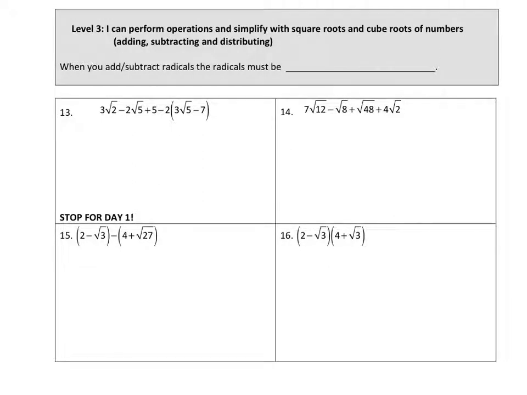In level 3, we will be performing operations with radicals, and the operations will be adding and subtracting and distributing. When you add and subtract radicals, the radicals must be the same.